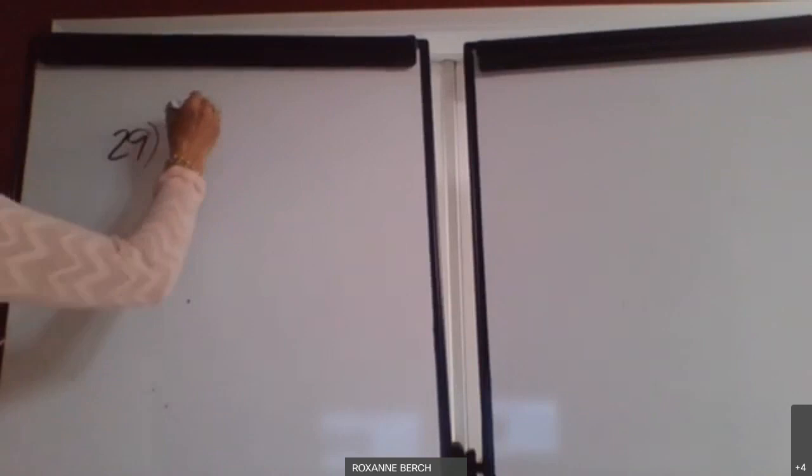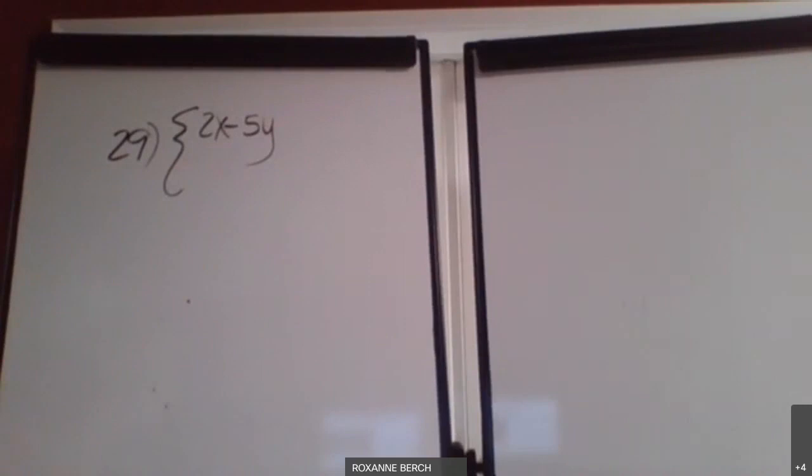Okay, is that the one that says 2x minus 5y is less than or equal to 10, and then 3x minus 2y is greater than 6? Let's just do the problem.